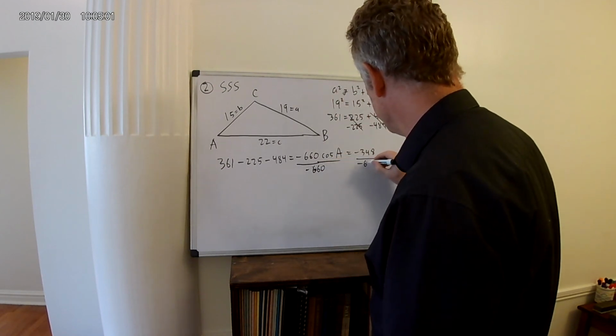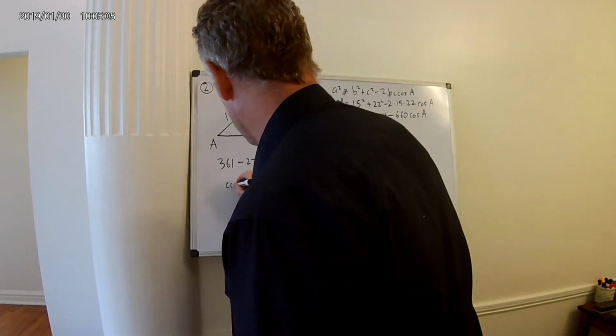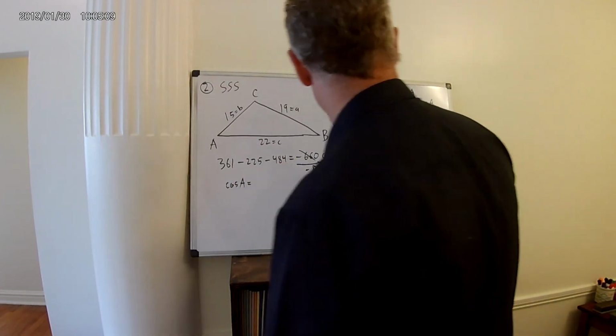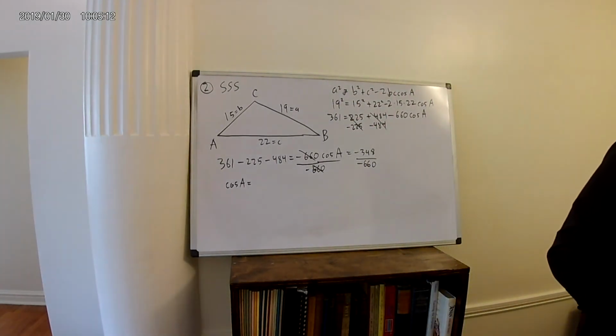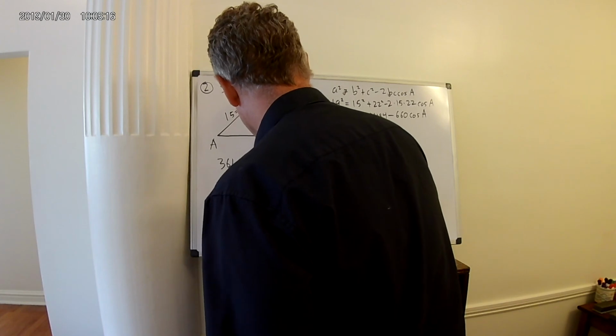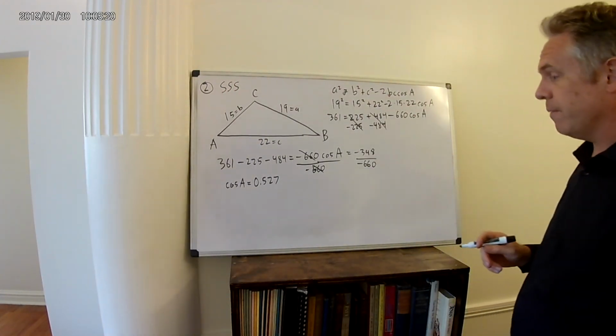Okay, minus 660. Divide by both sides. These cancel out, and I get cosine of angle A equals minus 348 divided by minus 660, which comes out to 0.527. Okay, now the two minuses canceled out here, so it just gave me a positive.